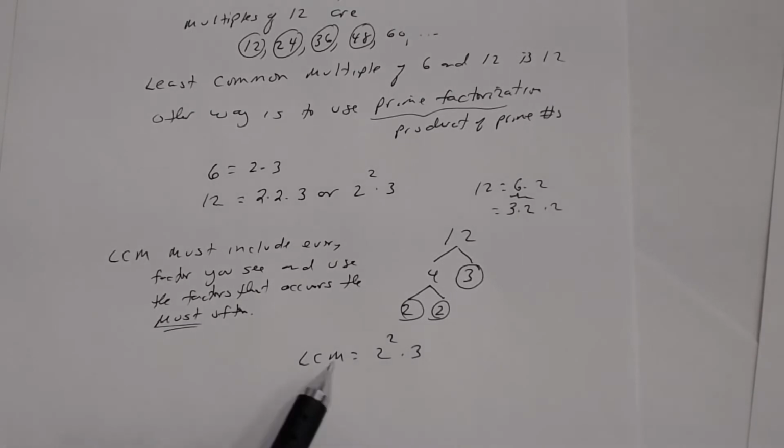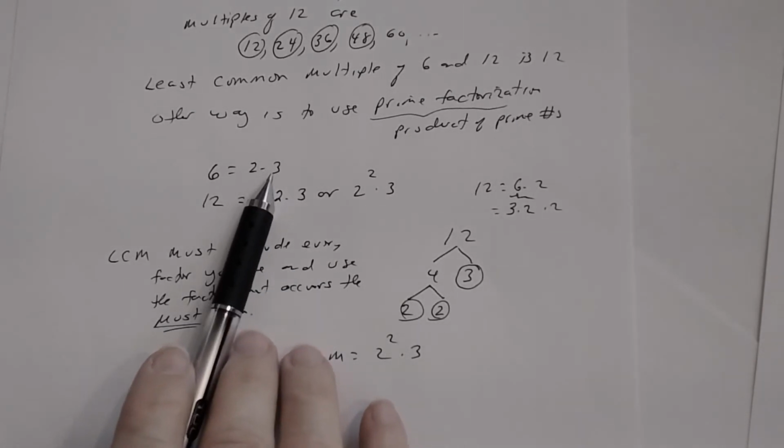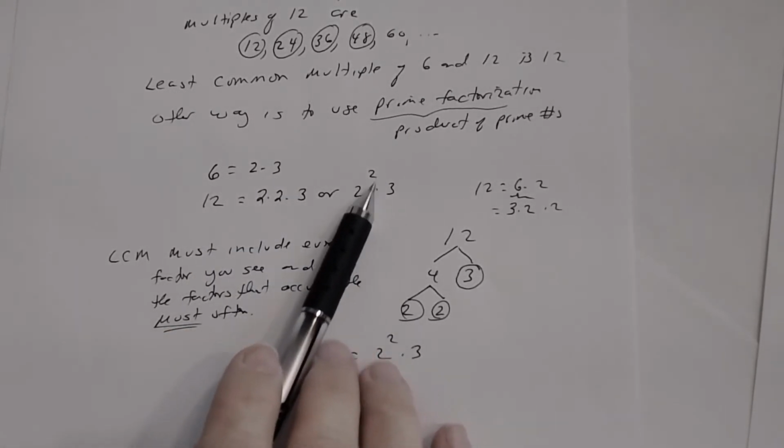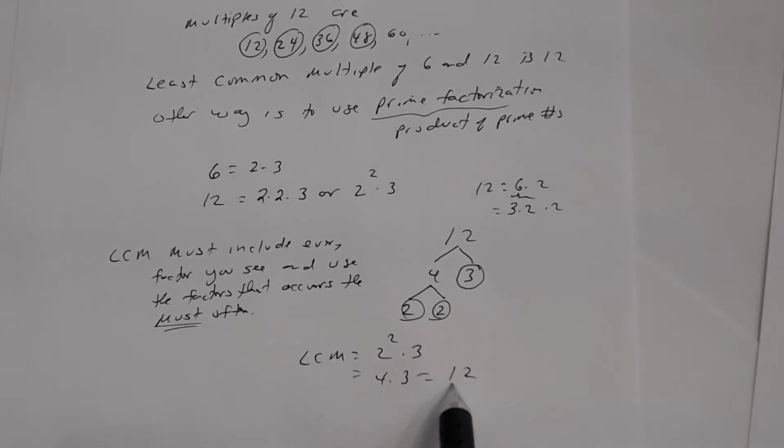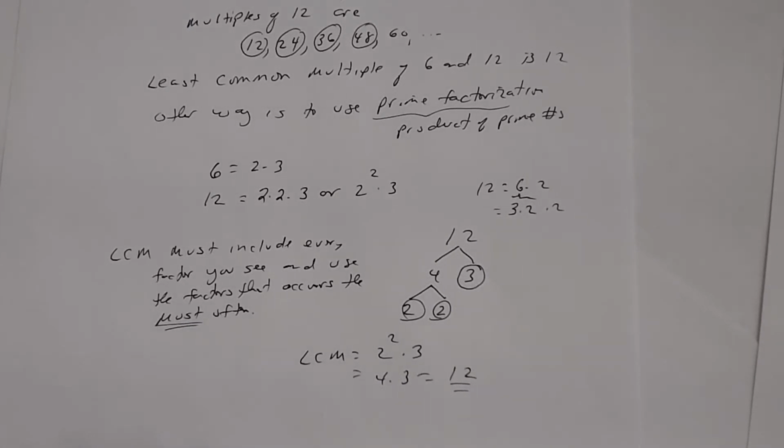So let's go to 3. I have 1 factor of 3 here, 1 factor of 3 here, so I only need 1. So notice I get 2 times 2 is 4, 4 times 3 is 12. Okay, so the least common multiple of 6 and 12 is 12.